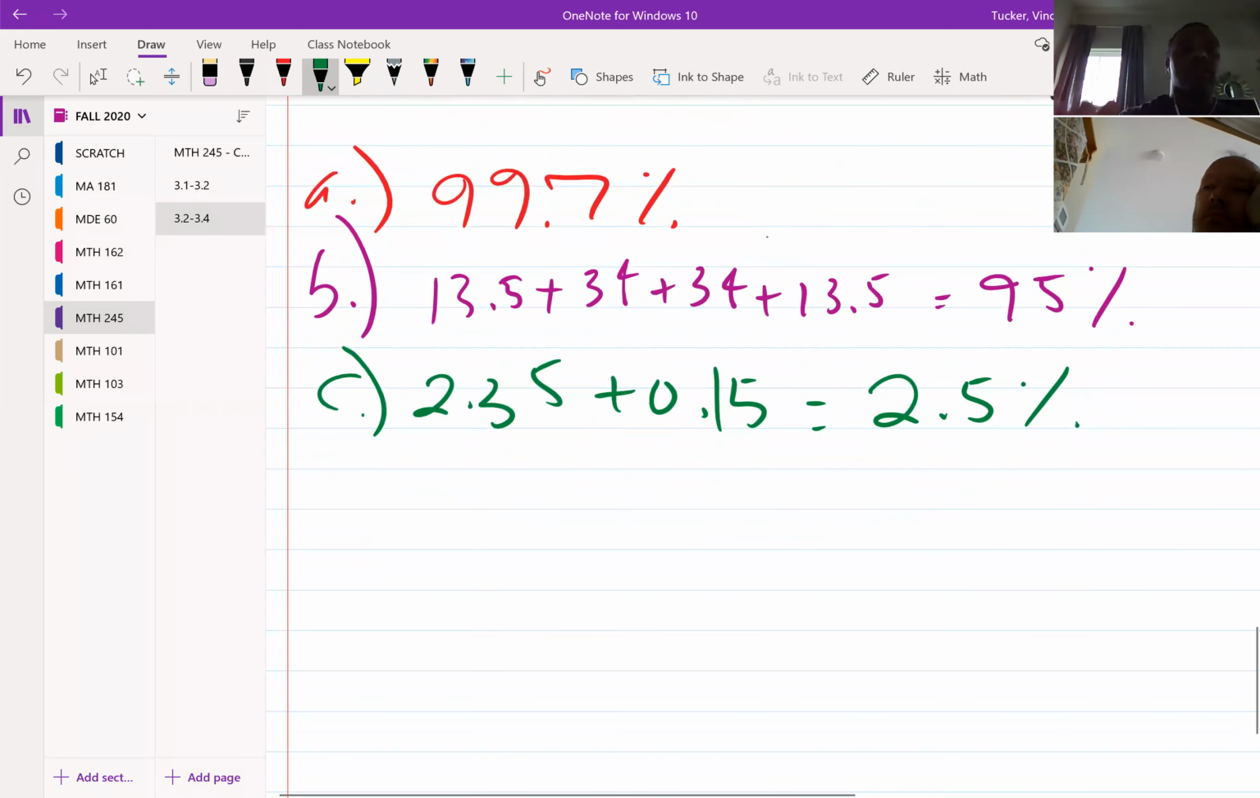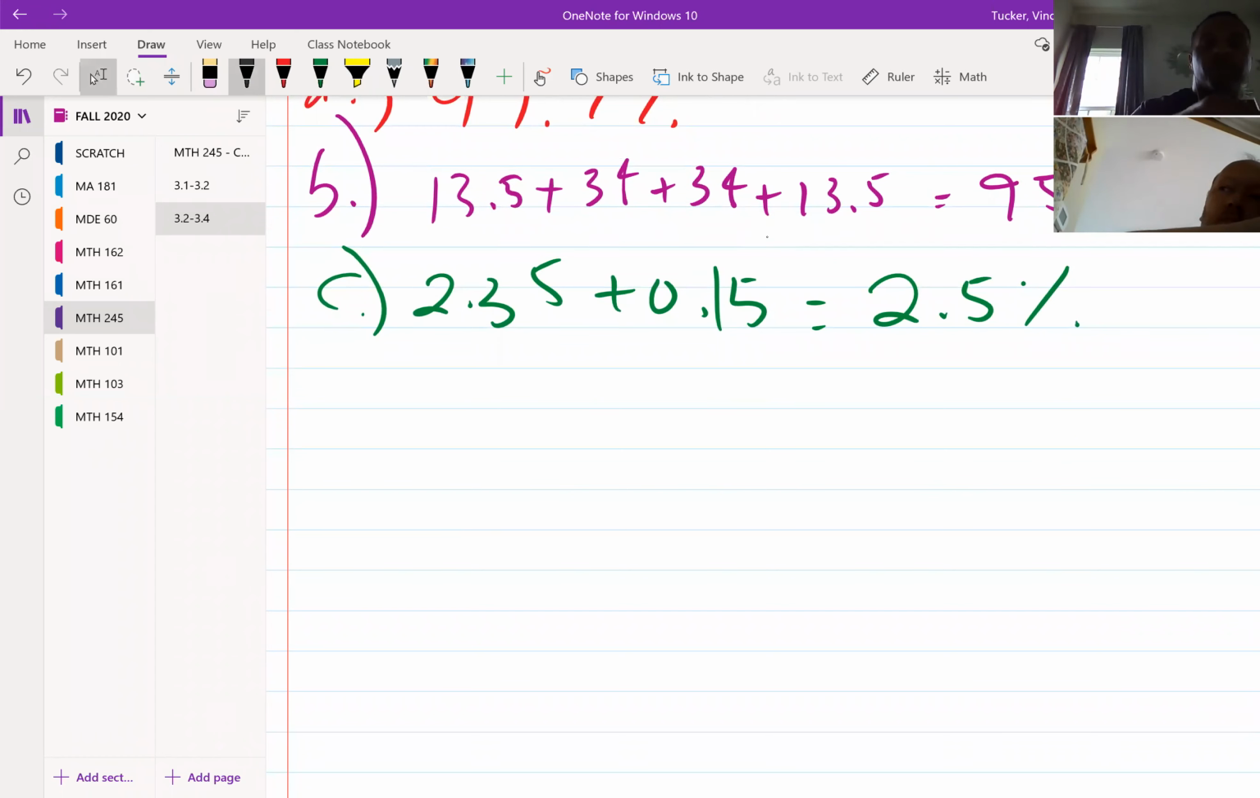All right. So that was it for 3-2. Let's look at 3-4. At least start it.